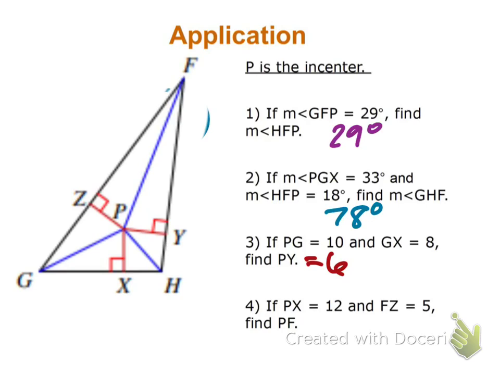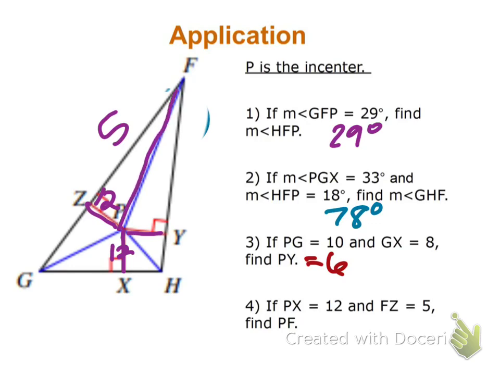Okay, and then this last one, if PX is 12, FZ is 5, that's not drawn to scale, find PF. So again, these three lines here that you see in red, I just put purple over them, those are all equal distances. So if PX is 12, so is PZ. And then now I just need to find PF.